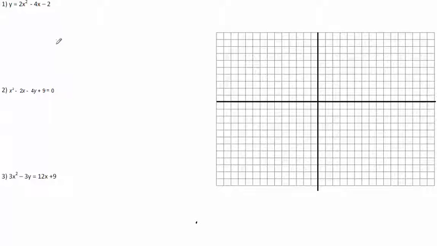Now the first thing you need to do when you graph a parabola is to figure out the turning point. And assuming you have it in this form, you need to get into this form first. The turning point is x equals negative b over 2a, where a is the coefficient of the x squared, b is the coefficient of the x, and c, well, there is no c in this formula, but like in the quadratic formula, it was the constant term.